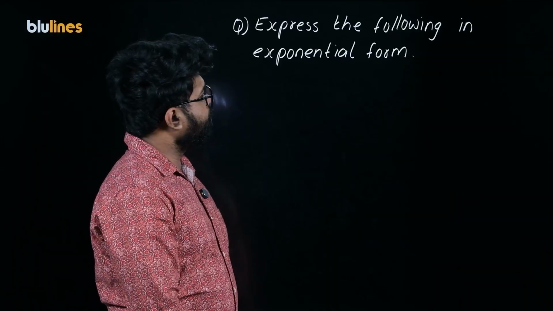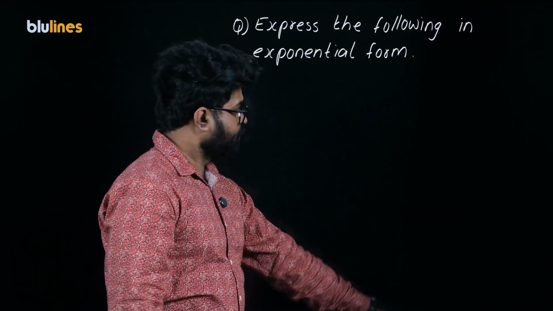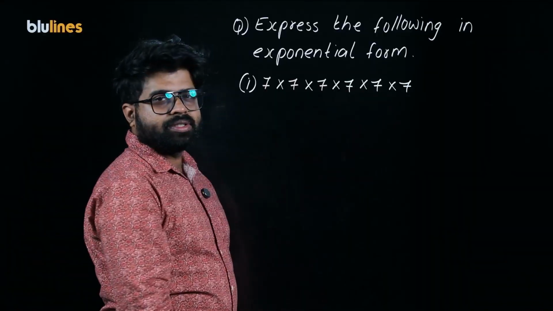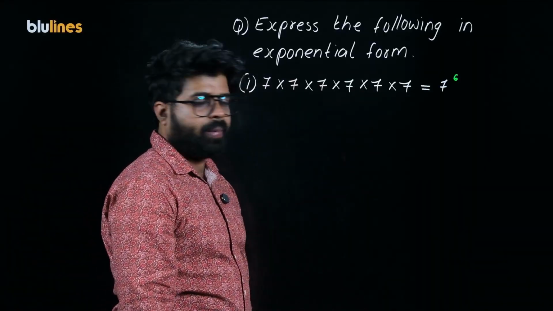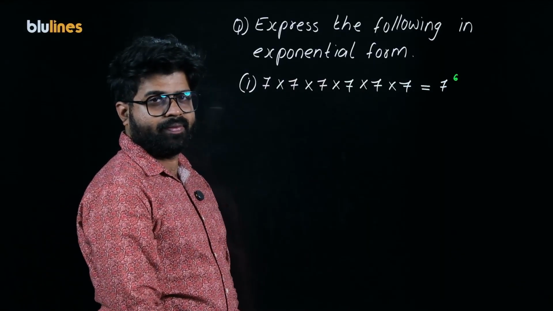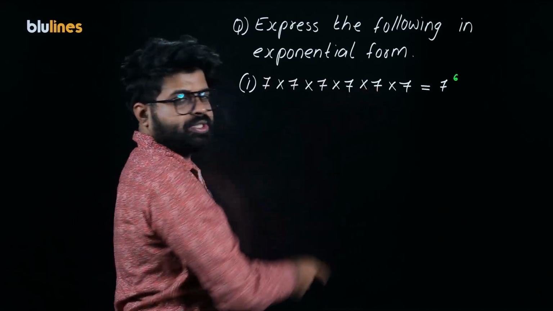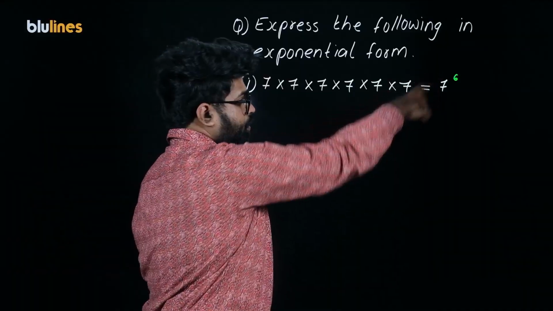Next one, express the following in exponential form. Now we have 1, 2, 3, 4, 5, 6, 7. So we can write this as 7 to the power 6. It is not 6 multiplied by 7. It is 7 to the power 6. We are multiplying 7 six times. So that is equal to 7 to the power 6.